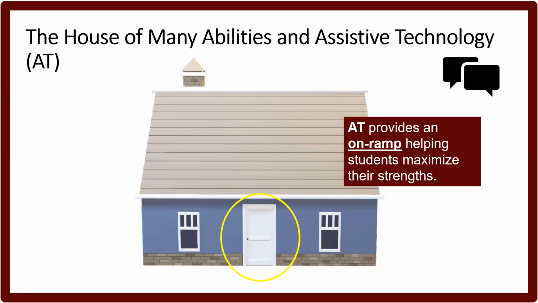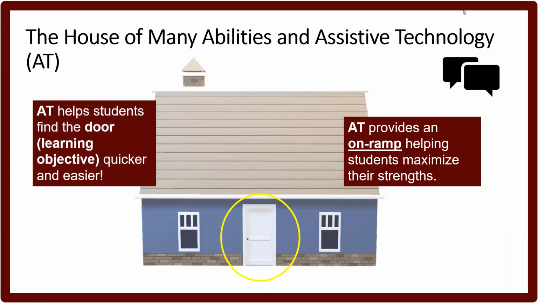It also does something else that's very important, and that is it helps students with processing speed. They can accomplish a task faster and easier and get to that learning objective. Assistive technology is going to look for their strengths. What do they like to use? What are they comfortable using? That is where assistive technology helps our students.